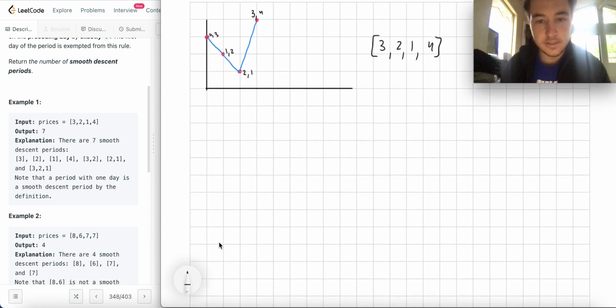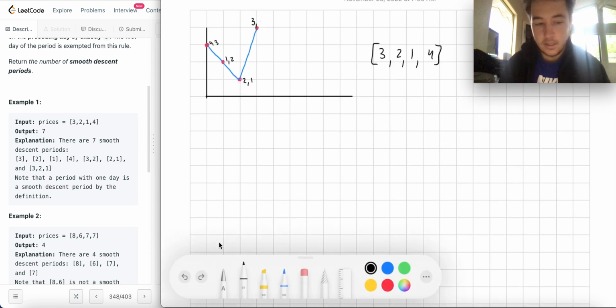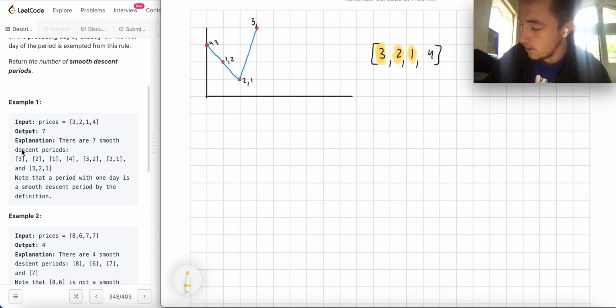Now when we look at this example, it's saying that there are 7 smooth descent periods. So there's the descent period of just 3 alone, the descent period of just 2 alone, of just 1 alone, and just 4 alone. That means that a stock day's value is itself just a descent period. Now there's the descent period of 3, 2, because it goes from 3 to 2.